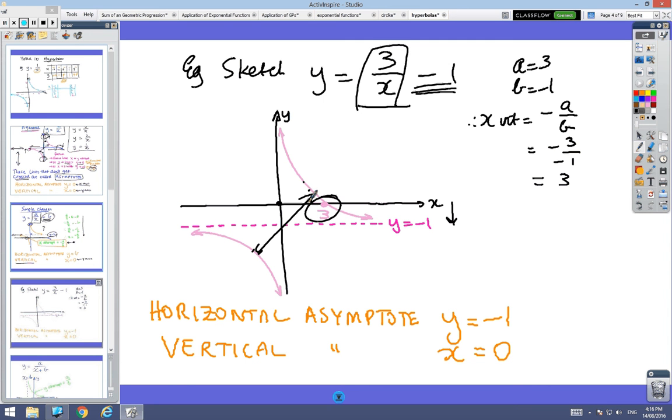And we've got an x-intercept. Okay, the x-intercept is minus a on b. A is 3, b is -1, and so you end up with +3. So the horizontal asymptote is that line, and the vertical asymptote is the y-axis again. Okay. Copy and come across.